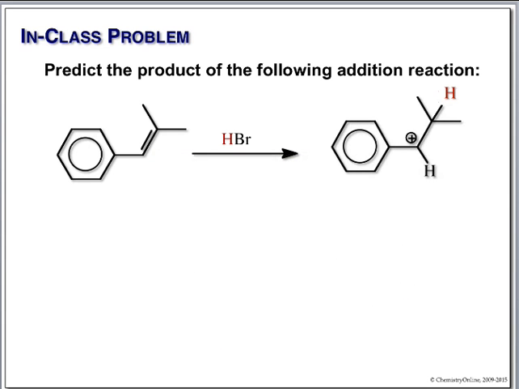Now you'll note that this goes against Markovnikov's rule, doesn't it? Because this carbon actually has one hydrogen. Instead of it getting the hydrogen, this guy does. That's why carbocations are better than rules.